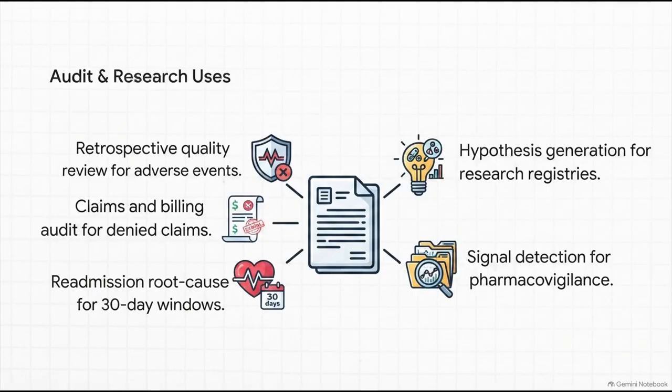And guys, this isn't just theoretical. This pipeline powers everything from automatically drafting "what led up to this" reports for retrospective quality reviews to finding hidden justification gaps for denied claims. It can literally trace a 30-day readmission backward to find common threads and discharge windows. For pharmacovigilance, it surfaces pre-event medication changes that recur across adverse drug event reports. It provides a reproducible shortlist of candidate exposures before any funding is even committed to a formal study design. It's a real game changer.